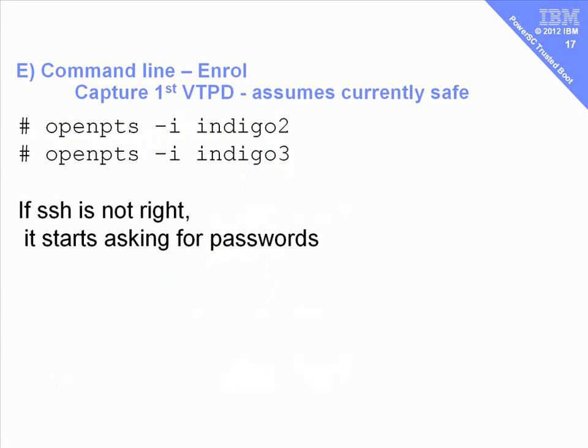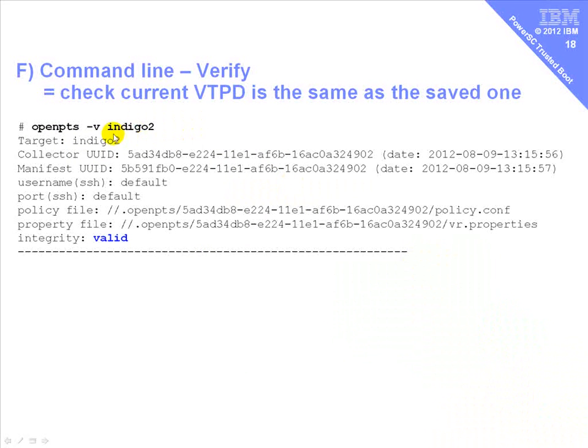If SSH is not right, then it starts asking for passwords. You know you've got to go and double check your settings there. Now let's verify a particular logical partition, our Indigo 2 in here, and we get lots of stuff coming back that I have no idea what it really means, with lots of hexadecimal numbers. Very fascinating. The thing we're looking for is integrity valid. Then the saved one and what we just got back is the same.